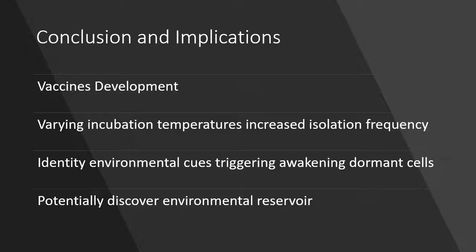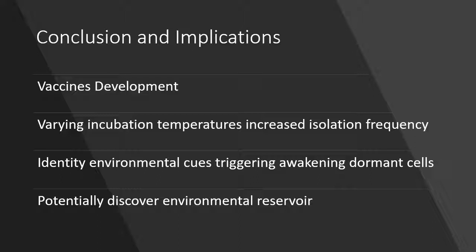The third big trend is that we got one step closer to identifying environmental rules that can trigger the persister cells, or the VBNC cells, to go from dormant to awake. Of course, this is a big trend that everyone's trying to figure out when studying Vibrio cholera: what causes it to become active and infect humans. By looking at this and figuring out the trends in the environment, this potentially gets us one step closer to an environmental reservoir.